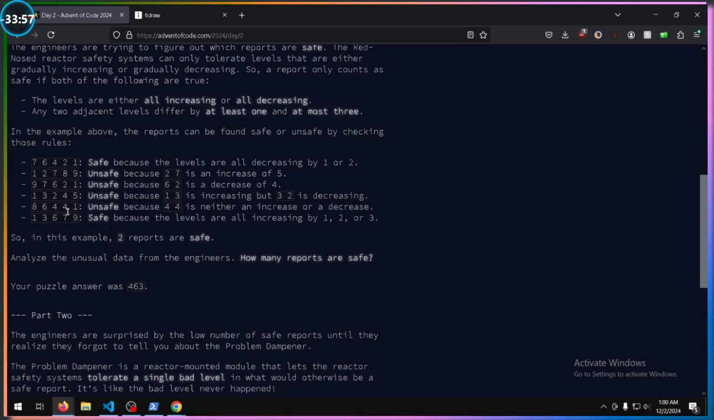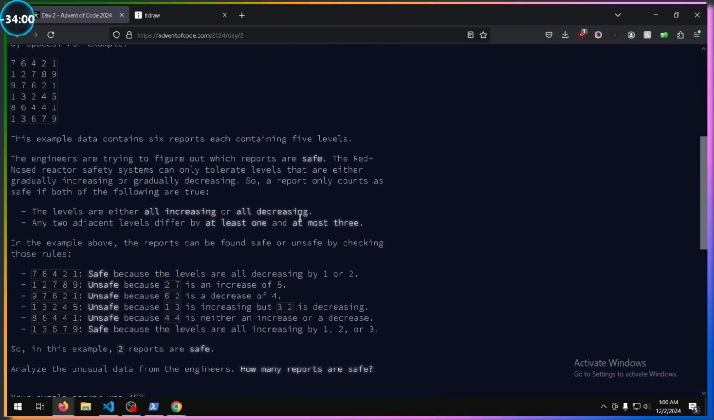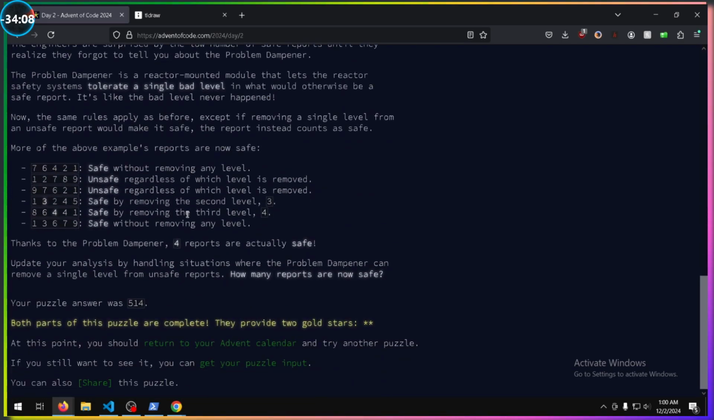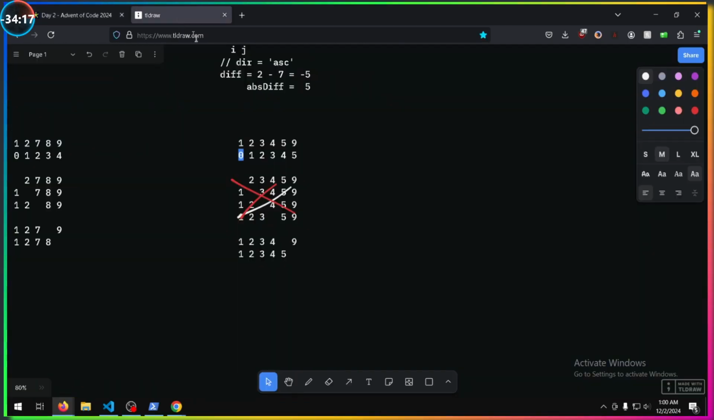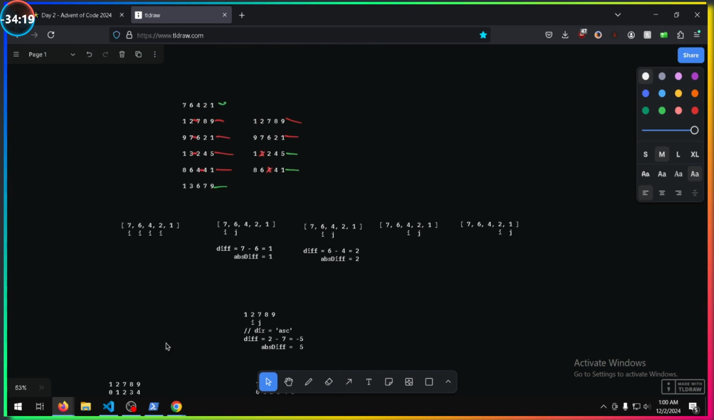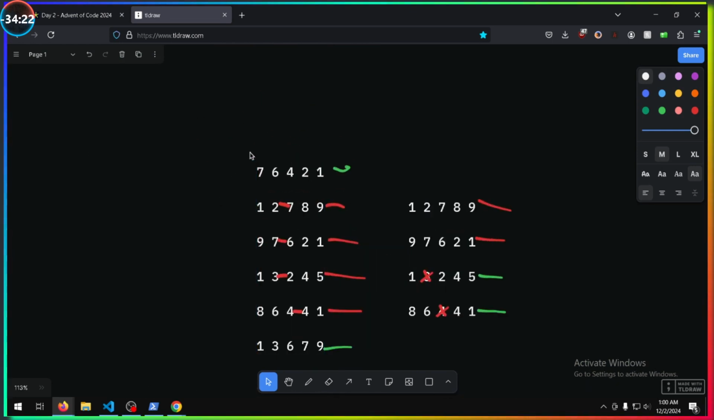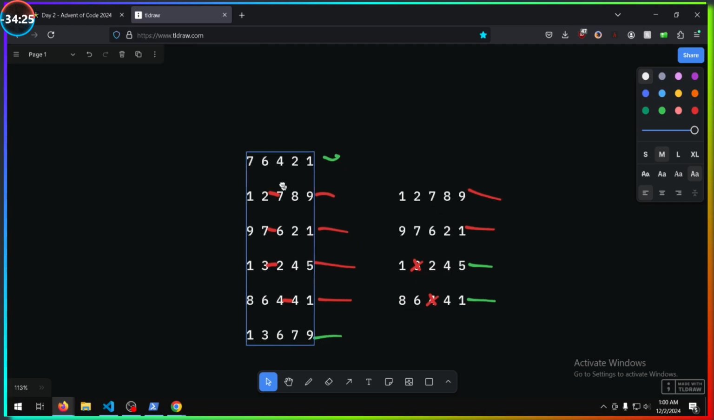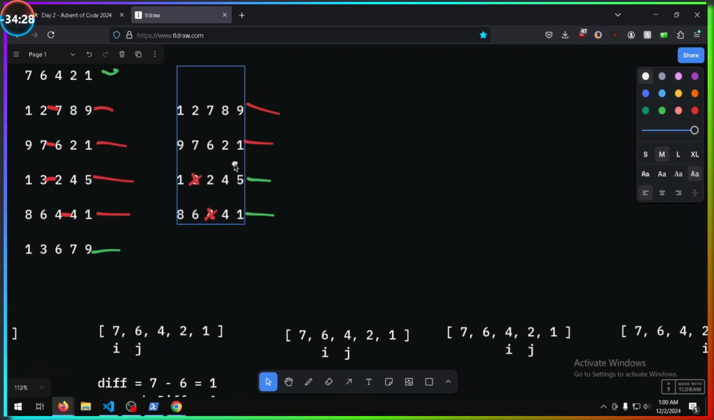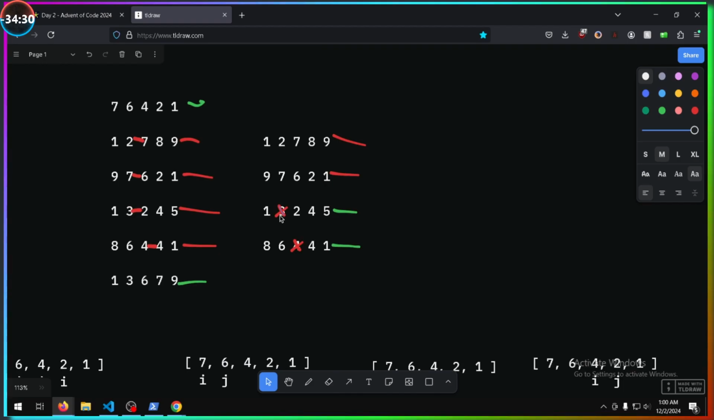Yeah, we have all these safe and unsafe reports based on a few rules. They have to be going in the same direction, and the difference must be between 1 and 3. Part 2 is, hey, you get to remove a problematic level, and if that makes it safe, congratulations, it's safe. I already walked through the basics of that, but the logic was basically, look at every two things and determine if it's safe. If it's not safe, it's not safe. Part 2 is you get to remove a level, and if that removal makes it safe, congratulations, it is safe.